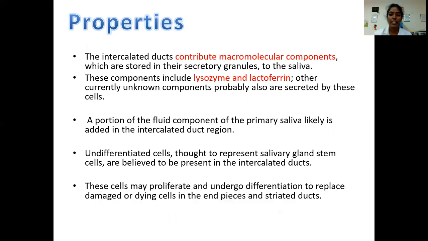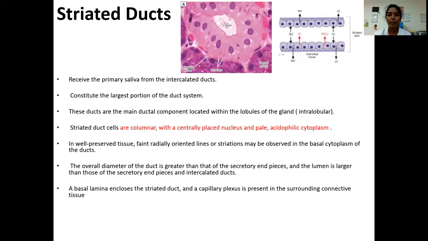Undifferentiated cells, thought to represent salivary gland stem cells, are believed to be present in the intercalated duct. These cells may proliferate and undergo differentiation to replace damaged or dying cells in the end piece and striated ducts.